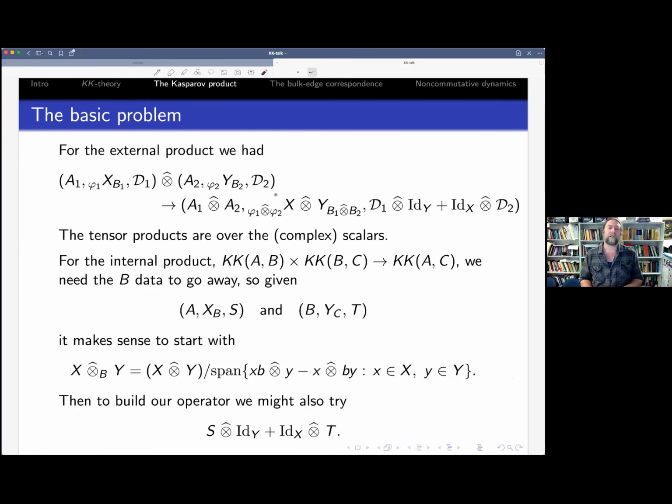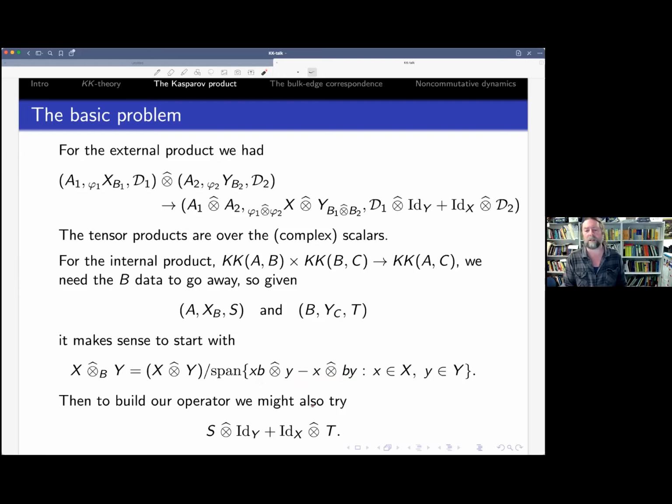All right, so for the external product, we had this formula from Baaj and Julg at the top. So these tensor products are over the complex scalars, whereas for the internal product, we need this B data to disappear. So given these two classes here, what we want to do is form the internal tensor product, or balanced tensor product, which is the usual. These are Z2 graded tensor products, but I'm hiding some minus signs. So you take this usual tensor product and you divide out by this submodule, which forces the B linearity of the tensor product.